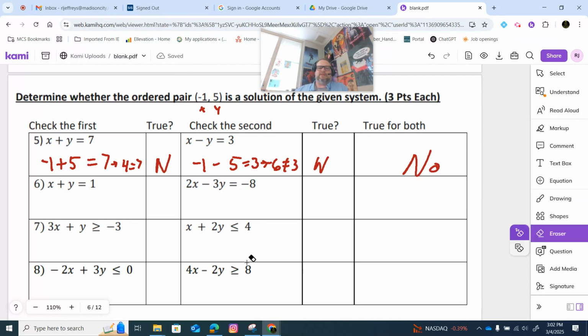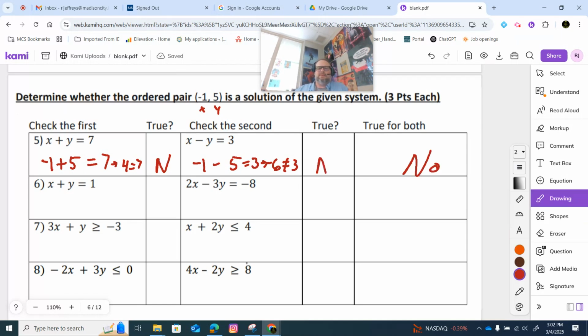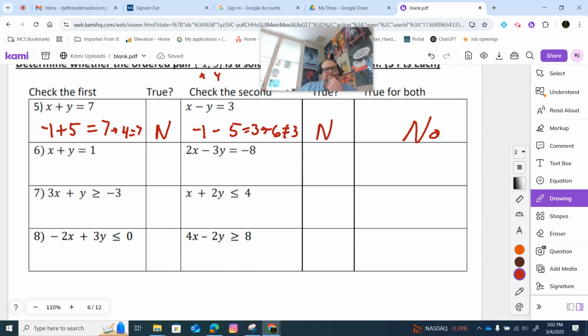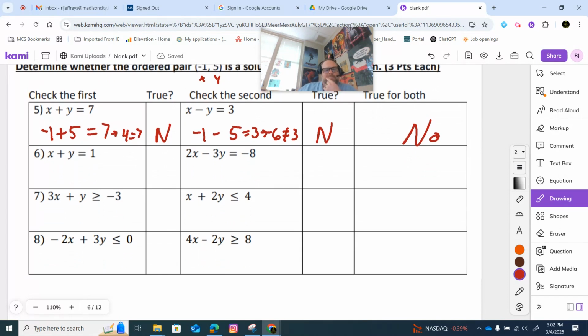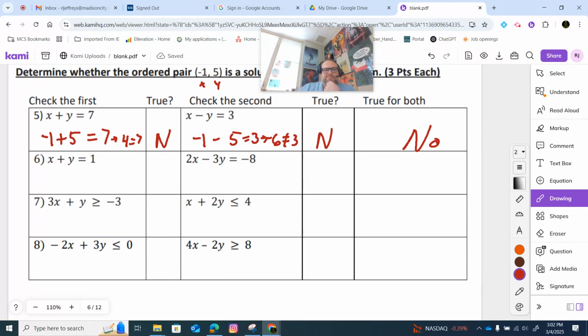Oh, wow. That looks like a W. And there's no W's in Mr. Jeffrey's column. I may change this up a little bit. I may change the ordered pair thing, because if not, it will get, yeah.